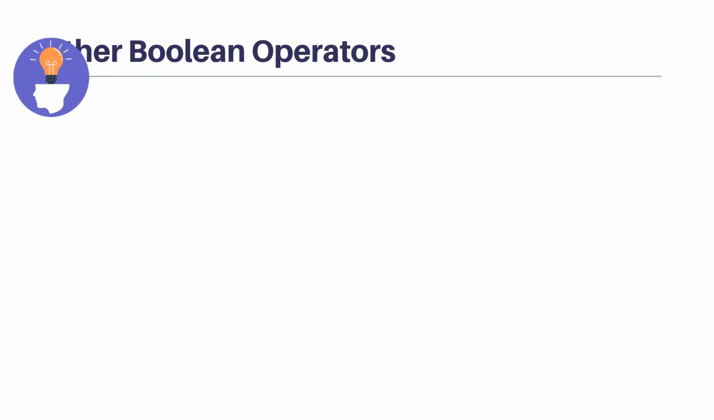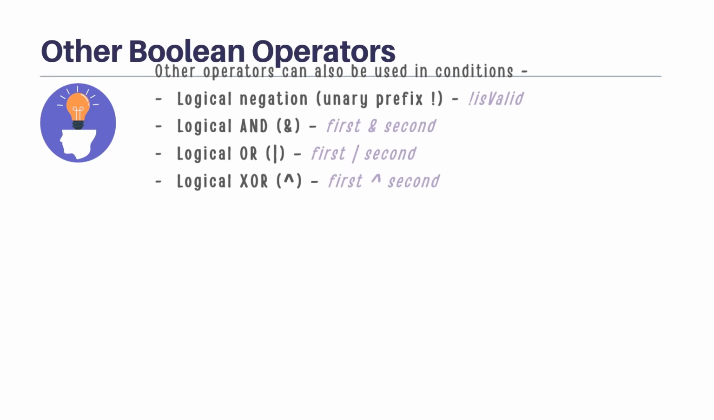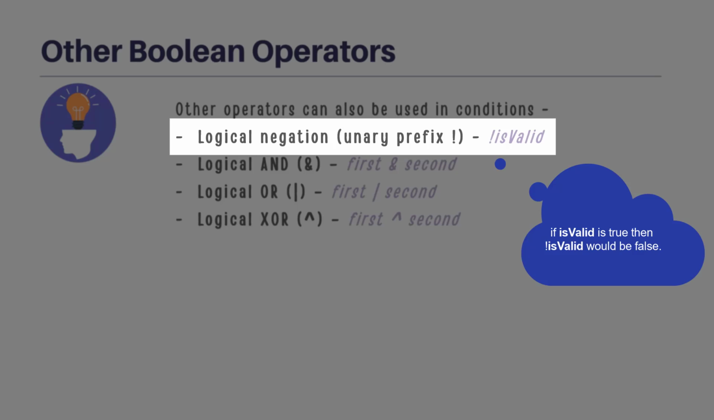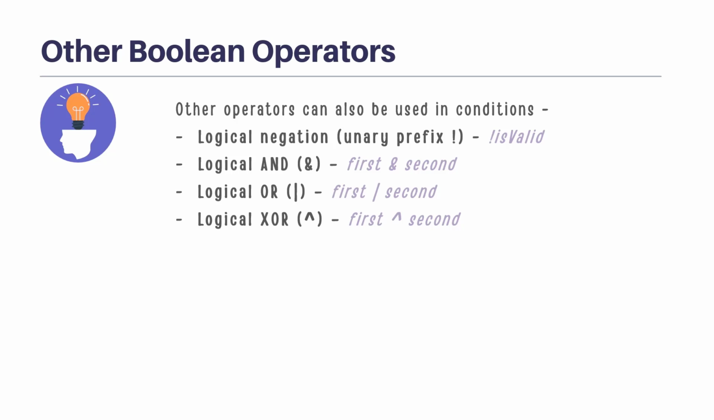Similar to these conditional operators, there are also some other Boolean operators. We already have seen a negation operator represented by an exclamation mark. This is a unary operator. It means that the operator needs a single operand. It logically negates the operand's value. For example, if the operand is true and if the negation operator is applied to it, then the expression will return false. Similarly, there are three more operators.